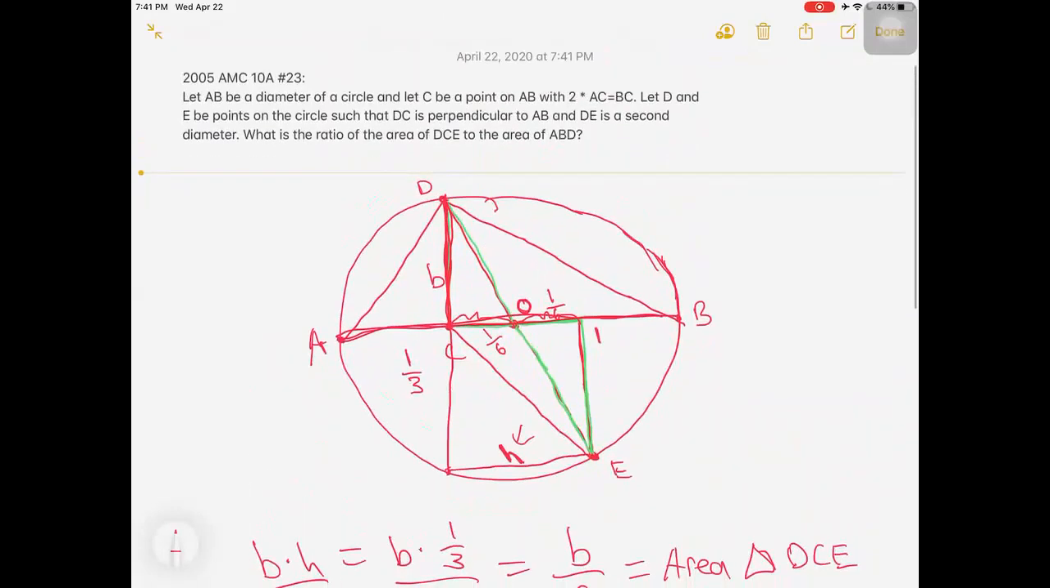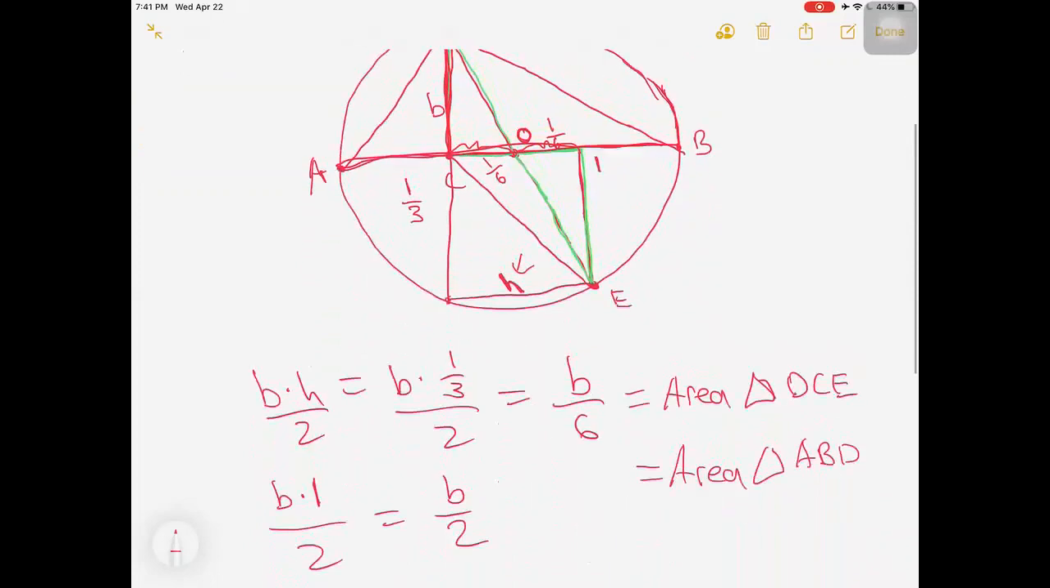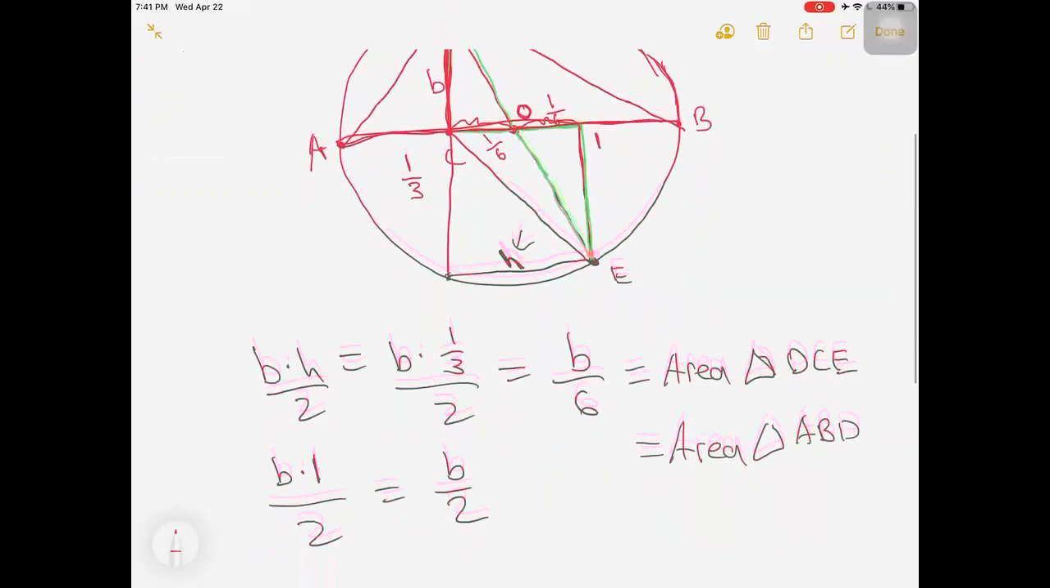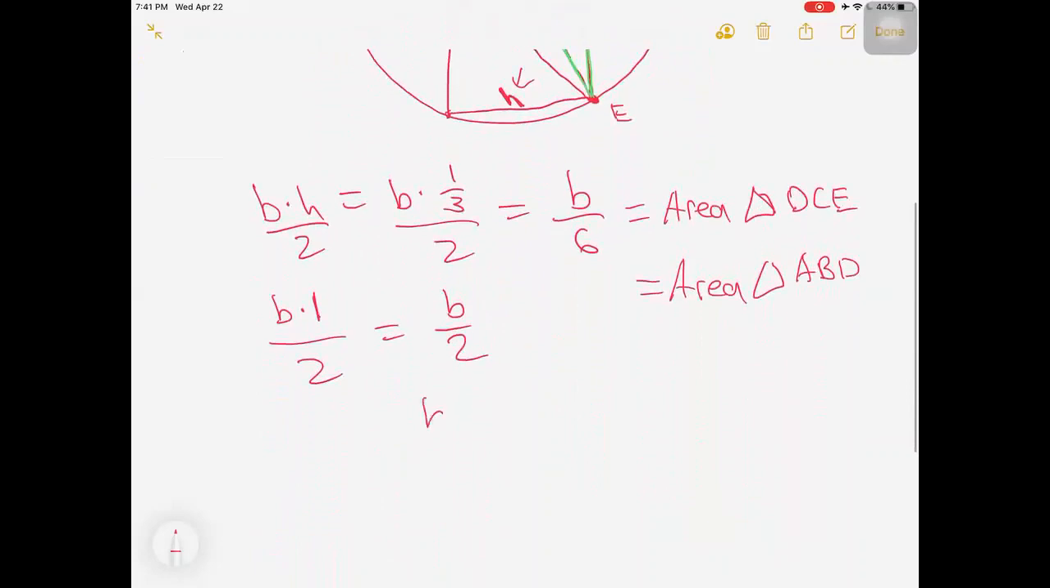So the question asks to find the ratio of the area of DCE to ABD. So what we do is we just divide B over 6 over B over 2, and that just gives us 1/3.